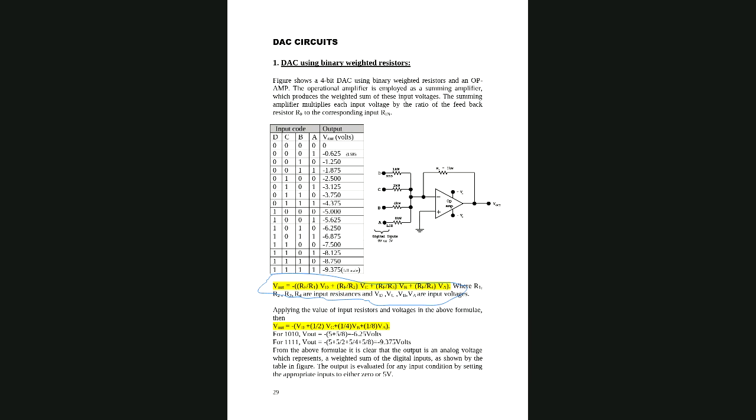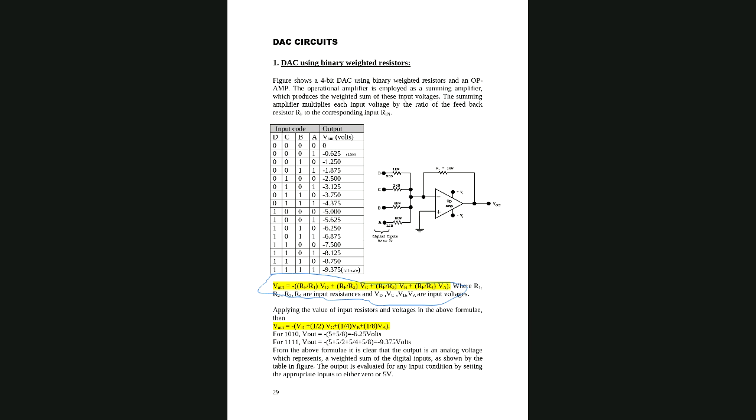So minus RF over R1, and the MSB is VD. RF over R2, the next bit is VC. Then RF over R3, VB. RF over R4, VA. So this is the summing amplifier equation, and I think everybody should know the summing amplifier equation. We have input variables A, B, C, D.